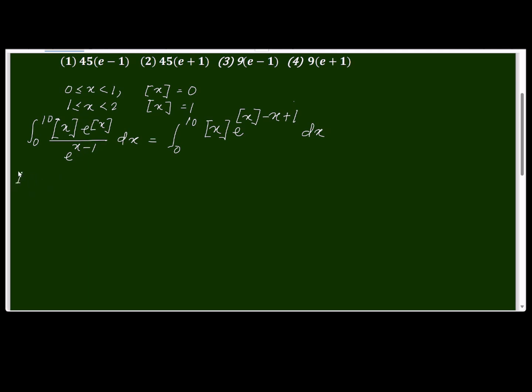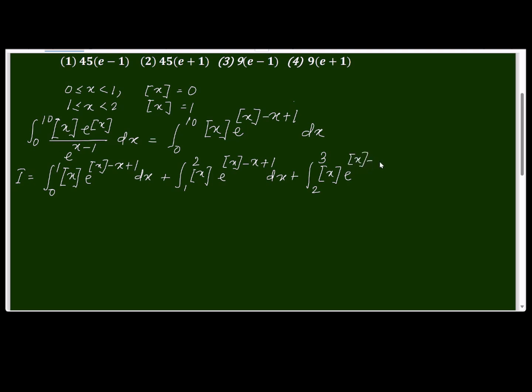So after getting this, let us divide into different intervals. I equals the integral from 0 to 1 of greatest integer function times e to the power greatest integer function minus x plus 1 dx, plus the integral from 1 to 2 of the same, plus the integral from 2 to 3 of the same, and so on, and the last is from 9 to 10 of the same. So we'll go one by one.